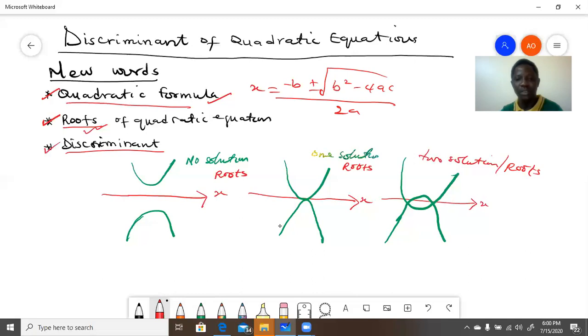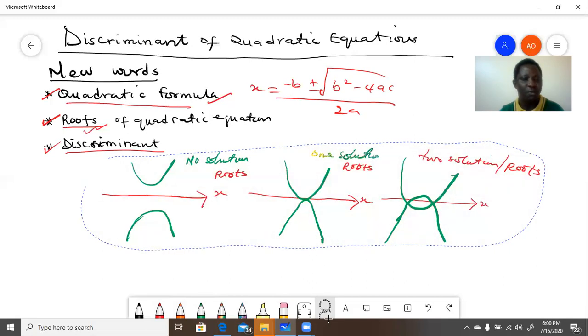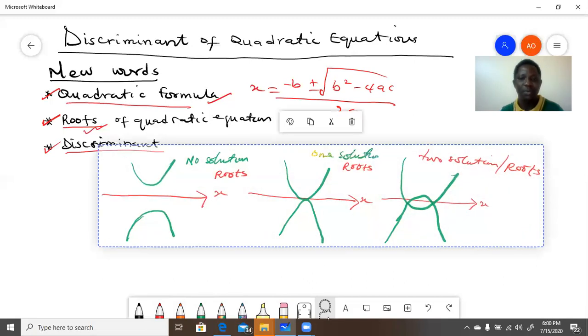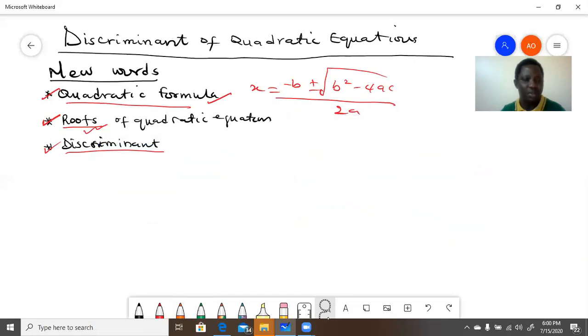So the third new word that we need to explain quickly is discriminant. What is the meaning of discriminant? So we want to explain what discriminant is all about. What is the meaning of discriminant?